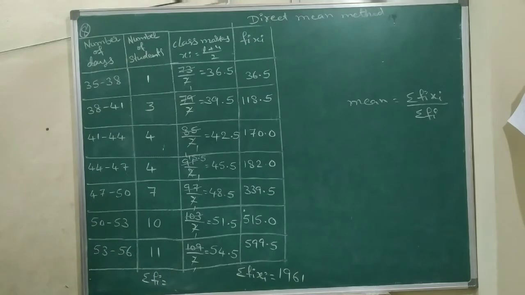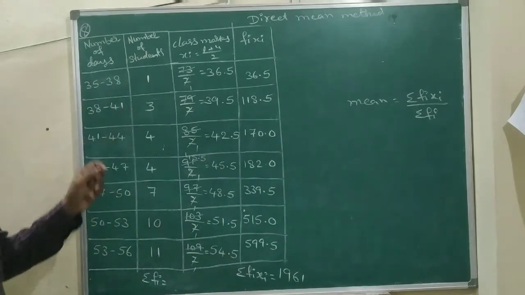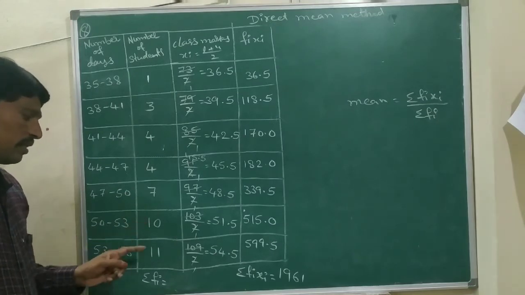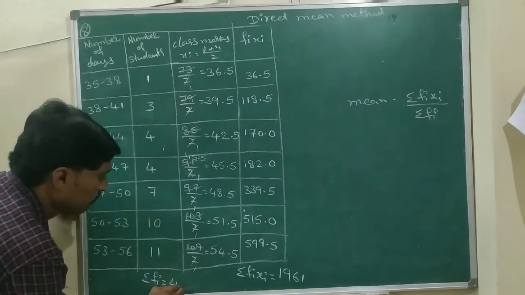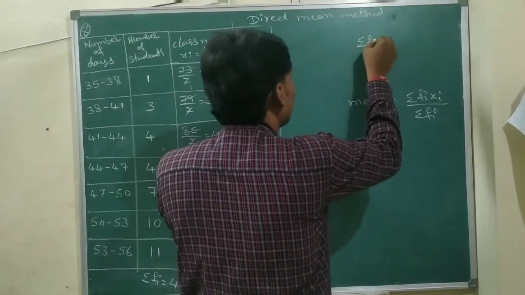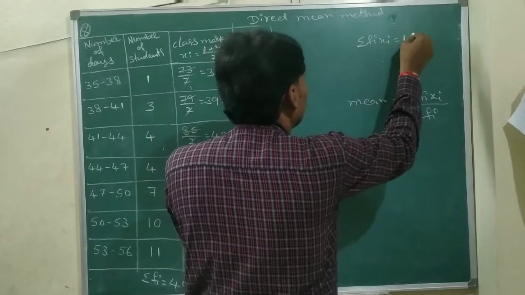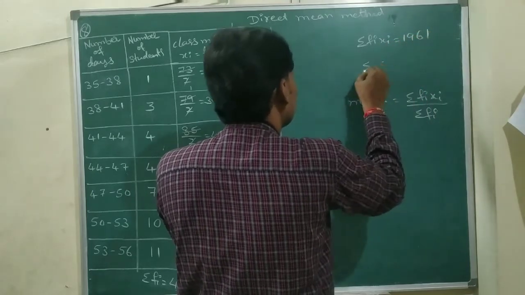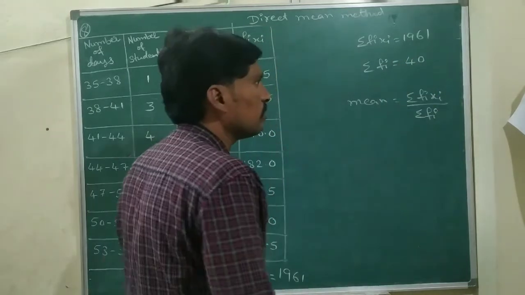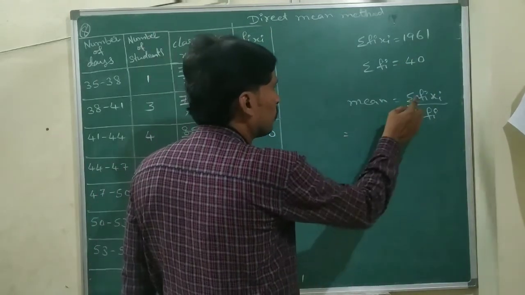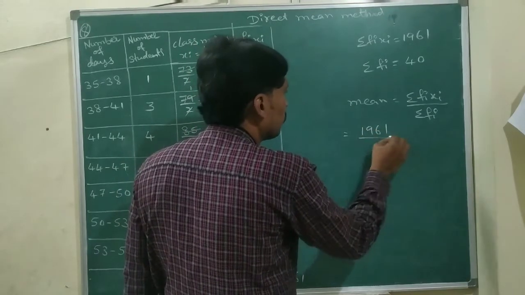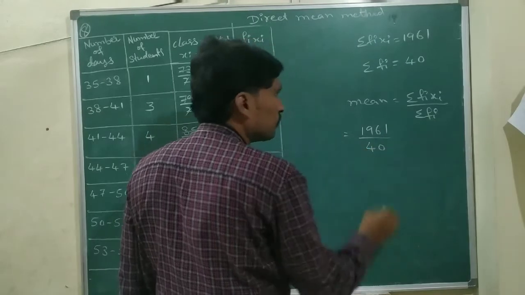Next, sigma fi also you have to write. Sigma fi means all frequencies we need to add: 1 plus 3 plus 4 plus 4 plus 7 plus 10 plus 11. That is 40. Now you can write it: sigma fi xi equals 1961, sigma fi equals 40. Mean equals sigma fi xi by sigma fi, that is 1961 by 40.